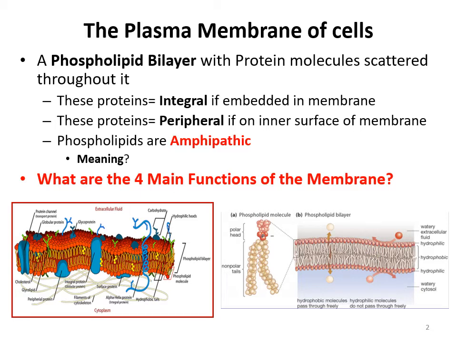Now, we call the phospholipids of this membrane amphipathic. What that means is that's just a fancy scientific way of saying what we've been saying all along, which is that the phospholipid has a hydrophilic side and a hydrophobic side. Okay, so when you see this word amphipathic, circle it and write that it means that the molecule has a hydrophilic side and a hydrophobic side.